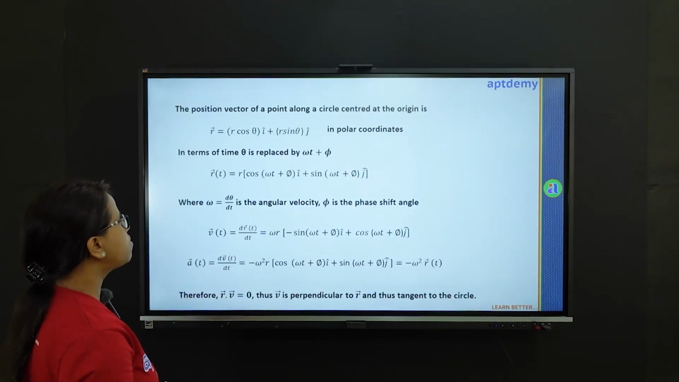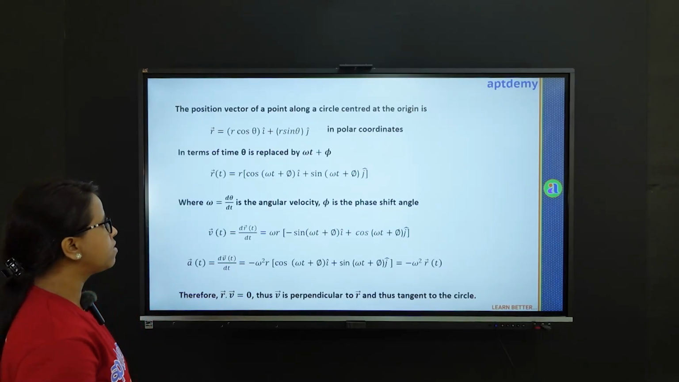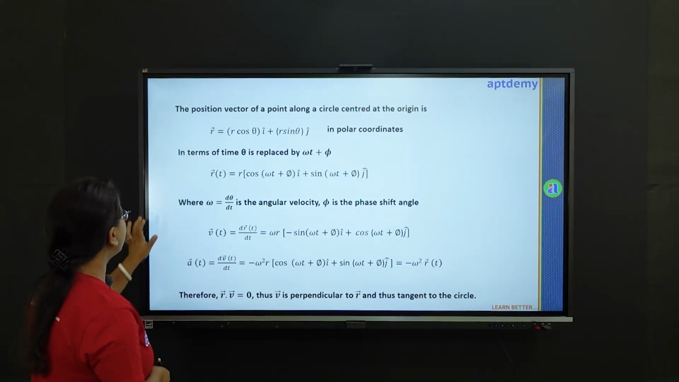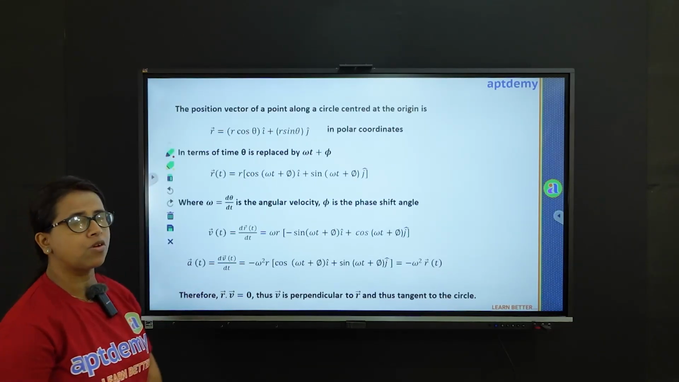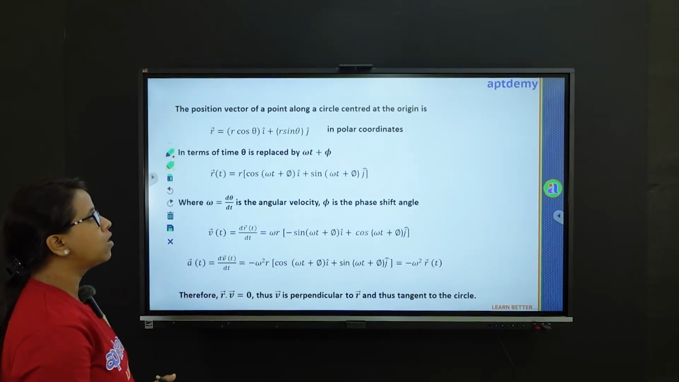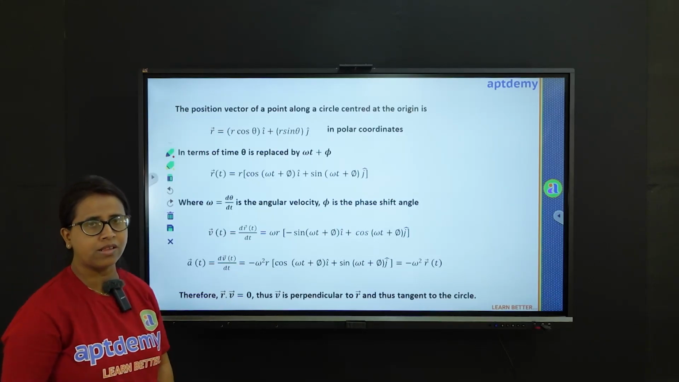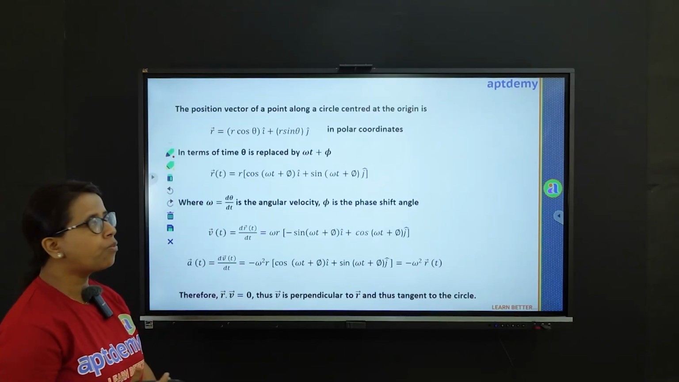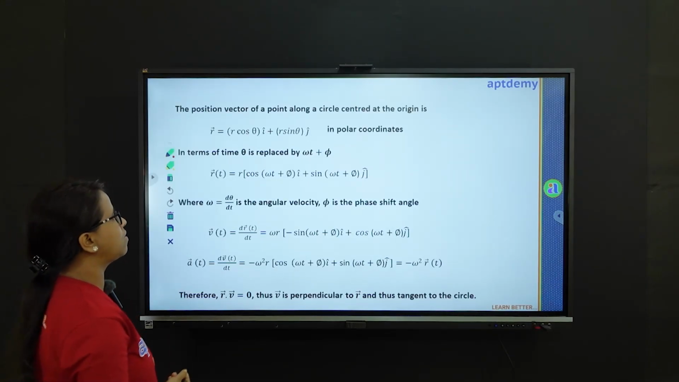Let us try and first look at the position vectors in terms of polar coordinates. We have talked about the expression of the position vectors in terms of x and y components, that is the rectangular components. Now, what if we are to change the coordinate system? We are to shift to the polar coordinate system. So, what are the changes basically that take place here?